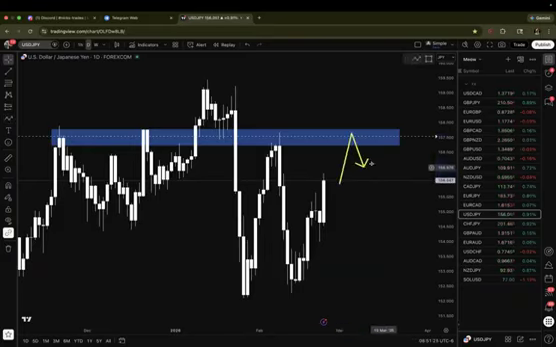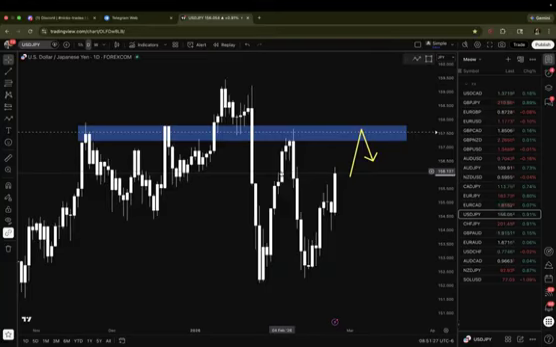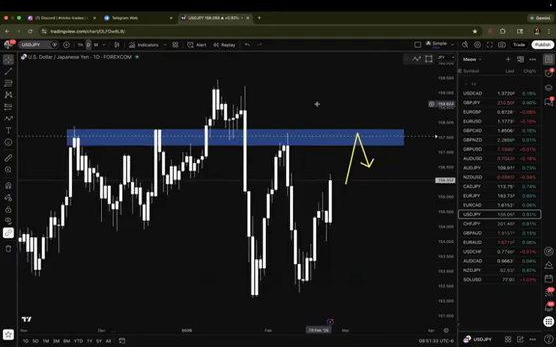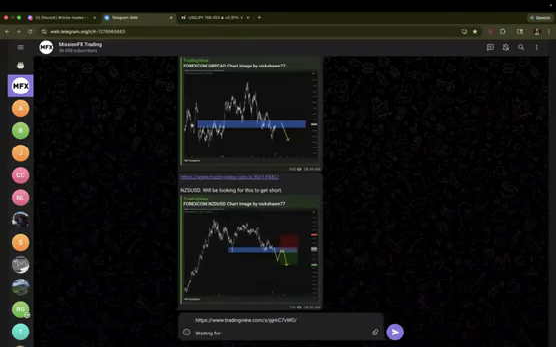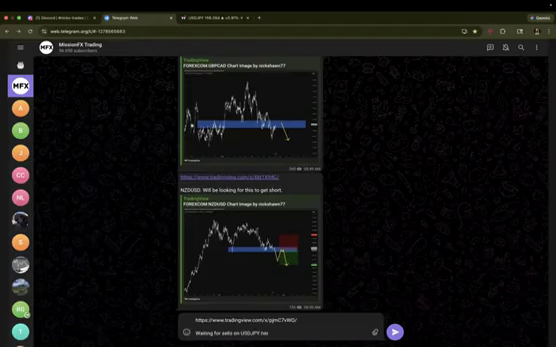I think we even took a trade on this at some point, not last week, but a couple weeks ago. I can't remember. Did we take this trade? I think we did, and it worked out nicely. Waiting for sells on USD JPY here at this resistance zone. Have an alert there.